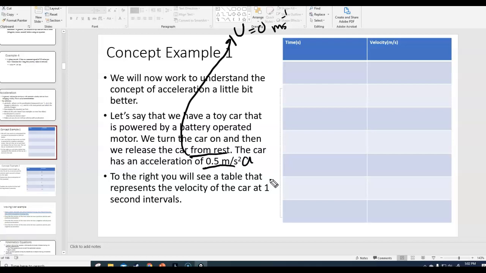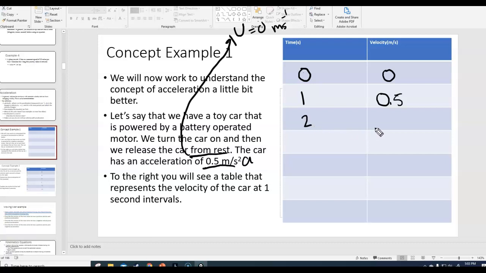Let's understand what that 0.5 meters per second squared means. To show you, I'm going to create a table that shows the velocity of the car and how it changes at 1 second intervals. The car is released from rest, so at time t equals 0 seconds, the velocity of the car is 0 meters per second, because the initial velocity is 0. After 1 second has passed, the velocity of the car is now 0.5 meters per second.